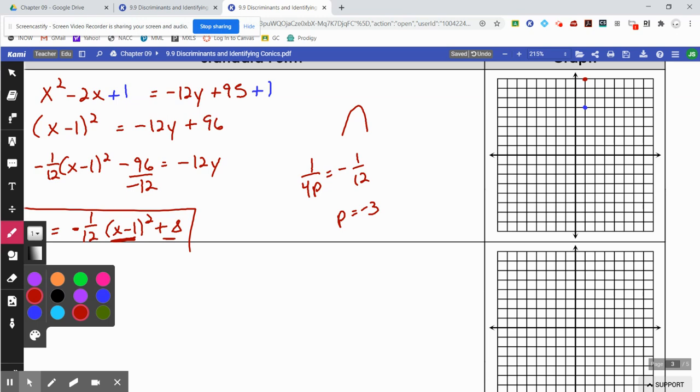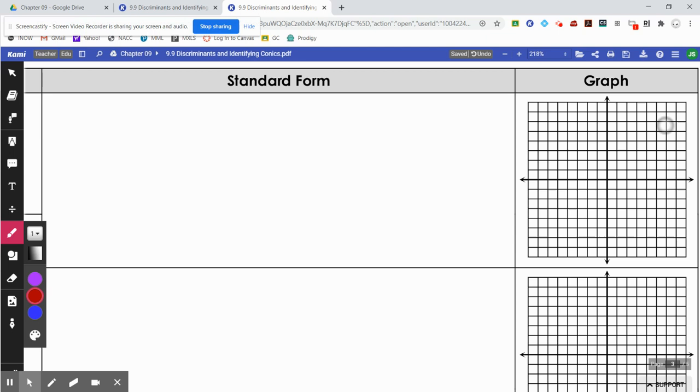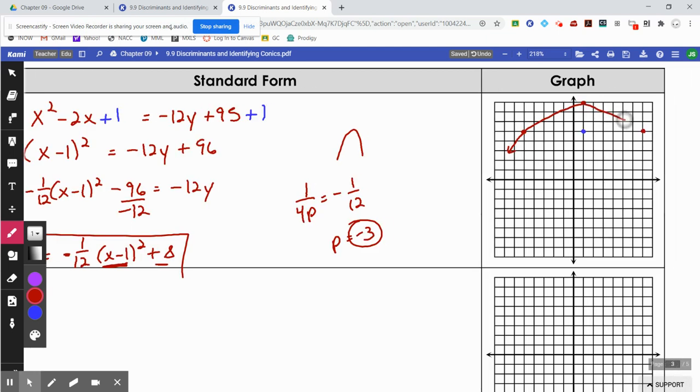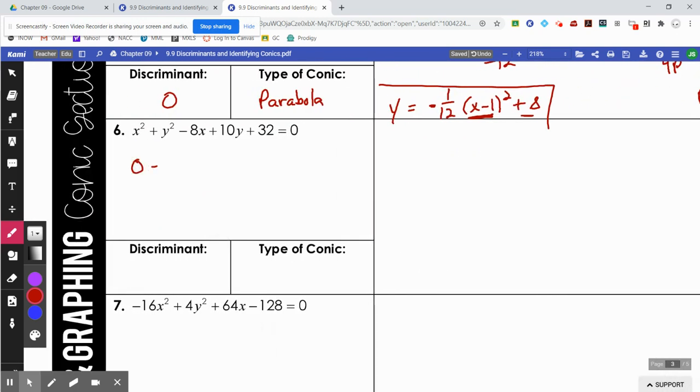The length of the latus rectum will be 4 times this, which would be 12. So you can go 6 on each side of your focus: 1, 2, 3, 4, 5, 6, and then 6 on the other side: 1, 2, 3, 4, 5, 6. And that's going to give you more points on your parabola. So your parabola will look something like this. Let's try again. There you go.